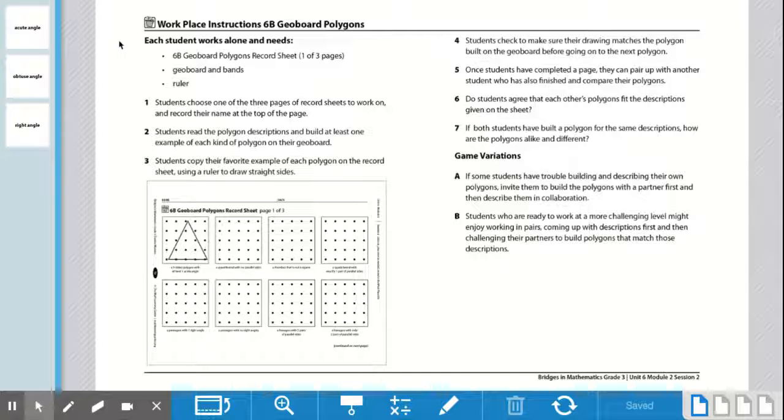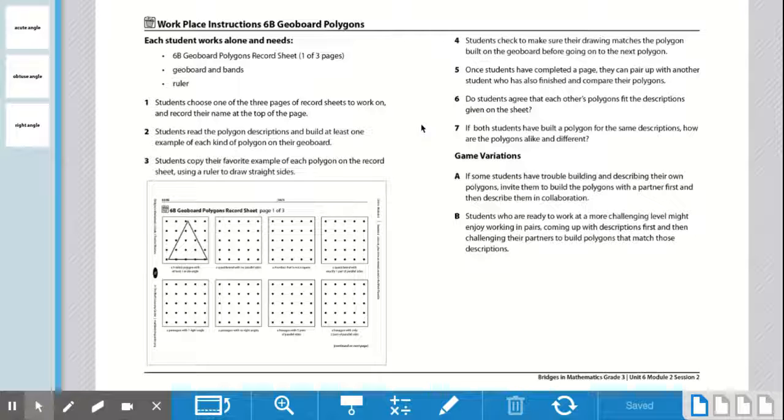That's just if you want. It's kind of hard though to do on a screen with a ruler. So really the only thing you need is this website. 1. Students choose one of the 3 pages of the record sheets to work on and record their name on the top of the page. That is super important. Make sure you write your name on it.